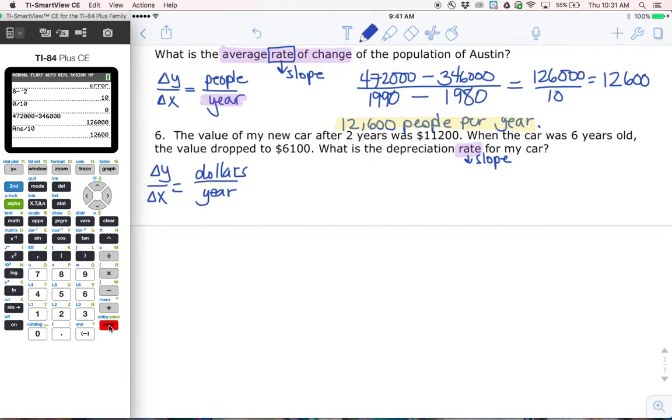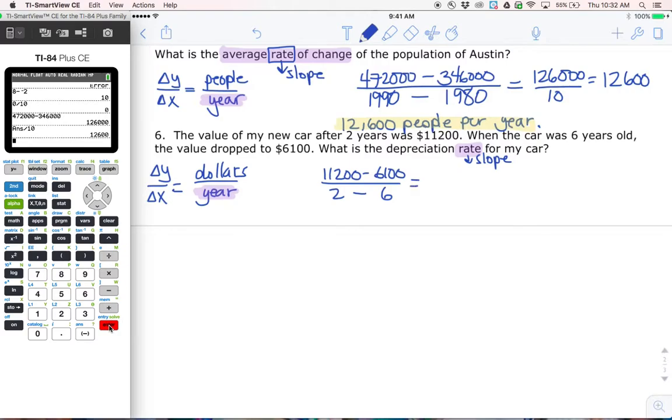I would say 90% of the time, guys, almost always year goes on the bottom, right? Time is almost always your independent variable, depending on the problem, but almost always. All right, here we go. We need to find the change in y. In other words, the change in the dollars. So we're going to subtract 11,200 minus 6,100. All right, and then the change in the time, right? 11,200 was when it was 2 years old. 6,100 was when it was 6 years old.